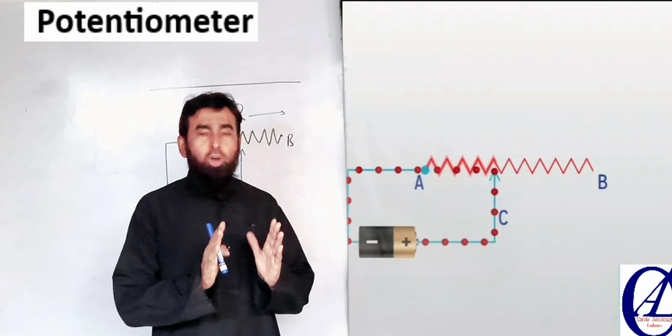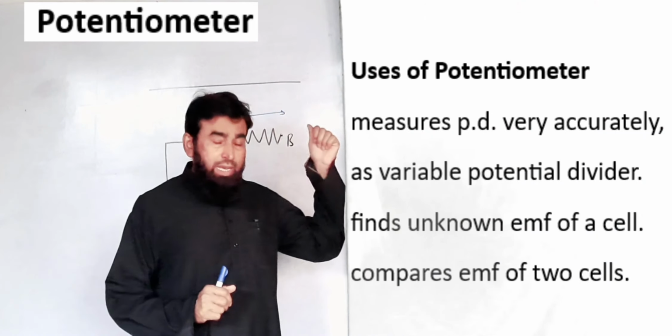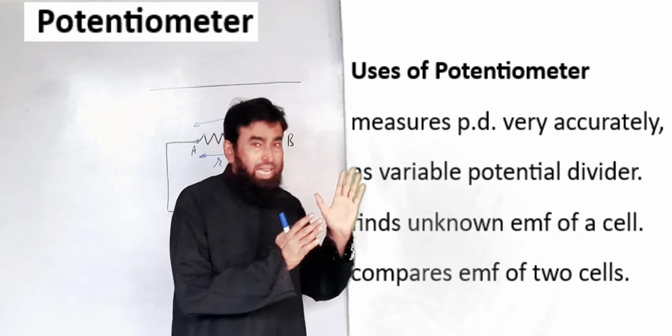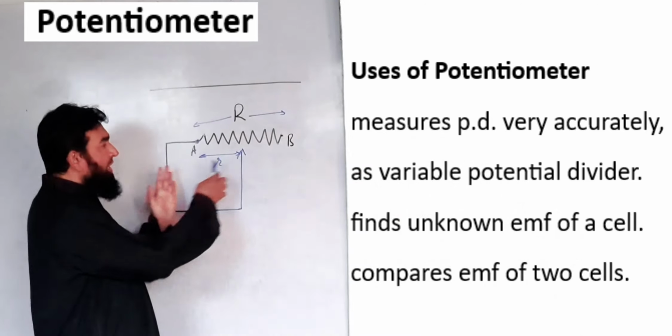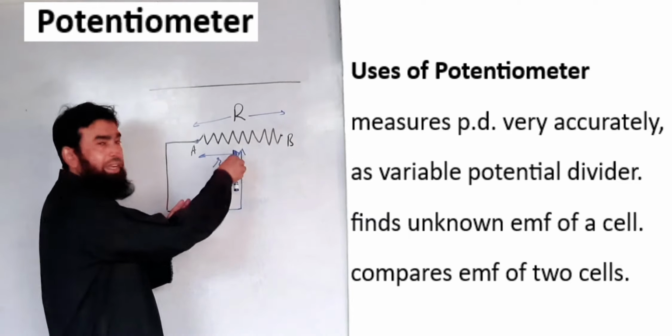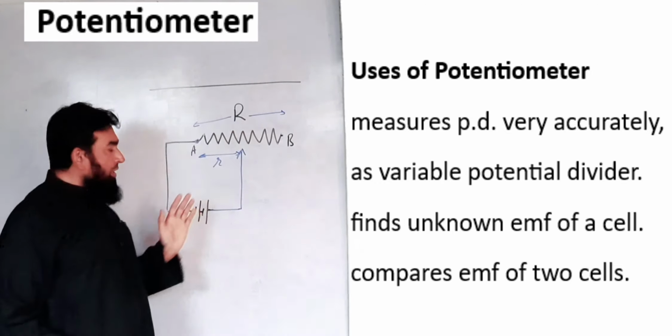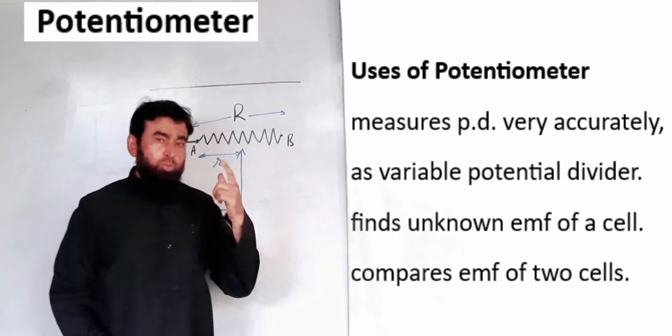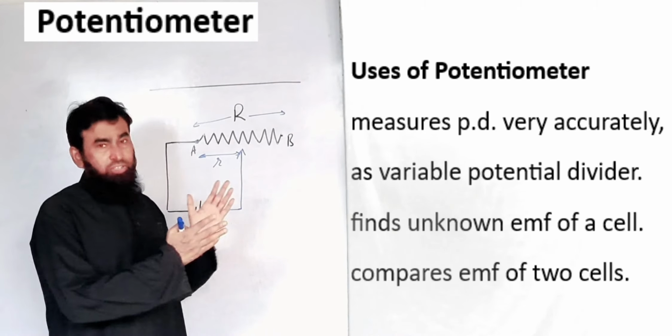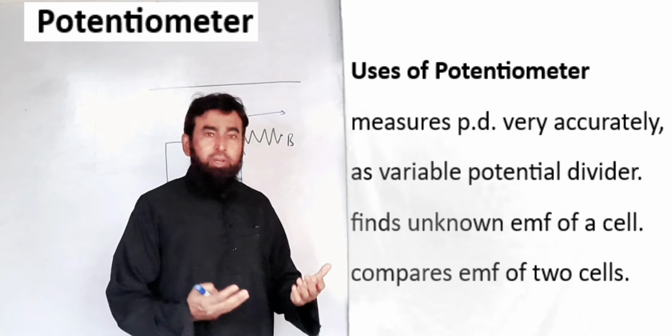Let us repeat the benefits of the potentiometer. Number one, it can measure the potential difference very accurately. Number two, it can be used as a potential divider. How can it be used as a potential divider? I showed you that if you increase or decrease the resistance by moving this sliding terminal from A to B or B to A, due to the change in the resistance, the potential difference across the circuit will also change. So it means that we can use it as a variable potential divider, in which we can change the resistance according to our requirement.